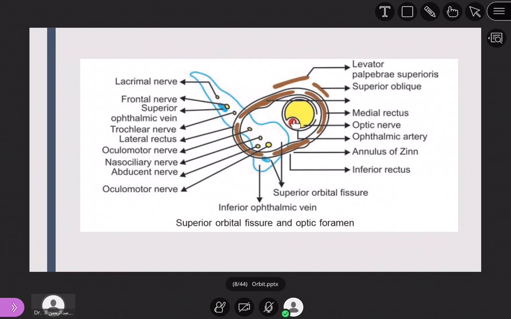This is the optic nerve. This is the ophthalmic artery. This is the optic foramen, and this is the superior orbital fissure. This one. And you can see everything here. You can just read it later.